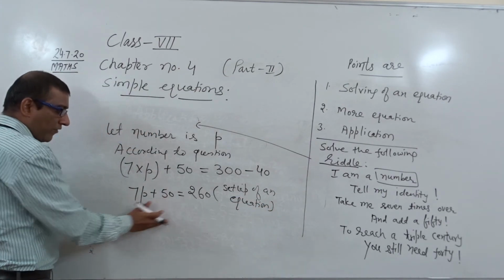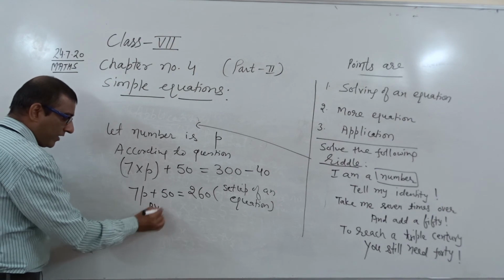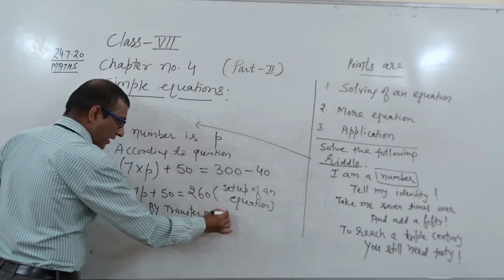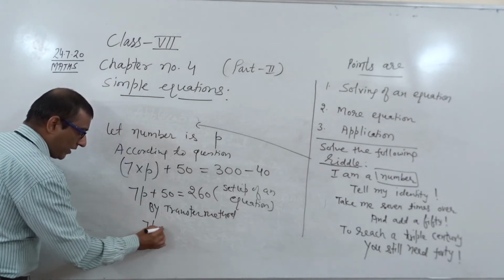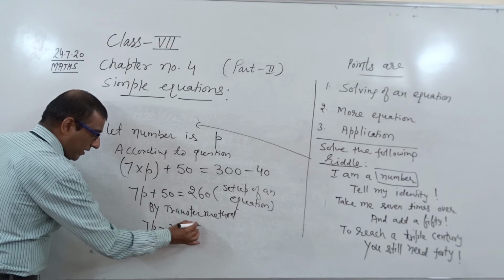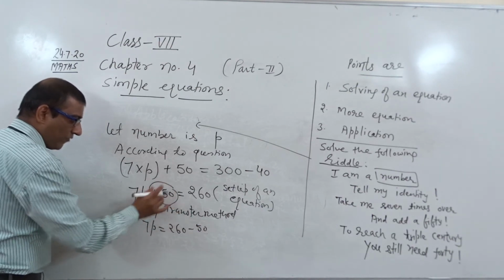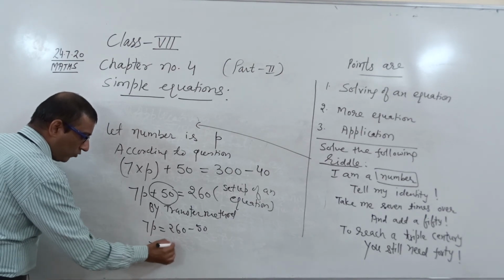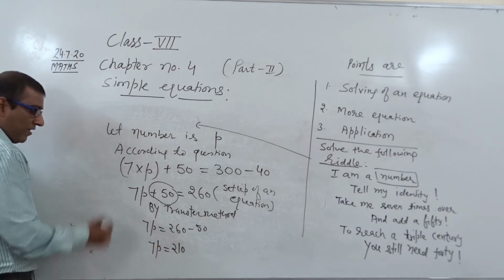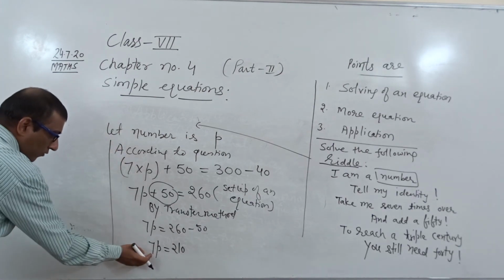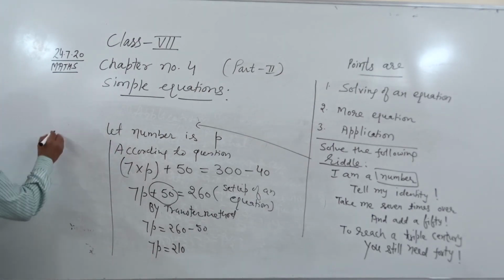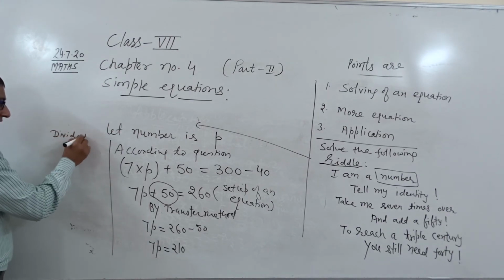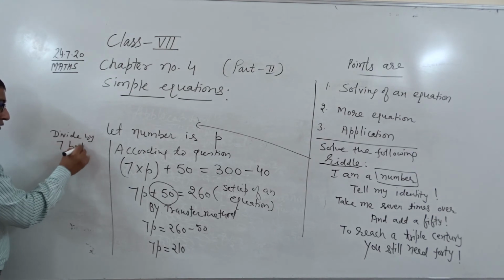Now we want to solve this equation. Again we will go with the transfer method. By the transfer method, it can be written as 7p equals 260 minus 50, because 50 is in positive sign, so when you transfer it to the other side, it becomes negative. So we will get 7p equals 210. In the next step, we want to remove this 7. So we will divide both sides by 7, because 7 is multiplied by p.